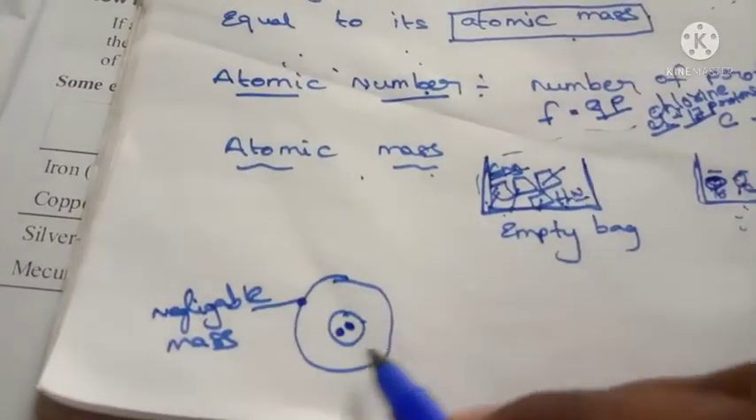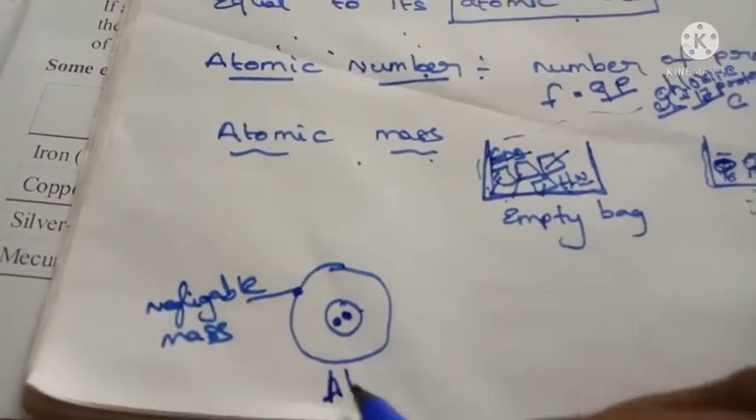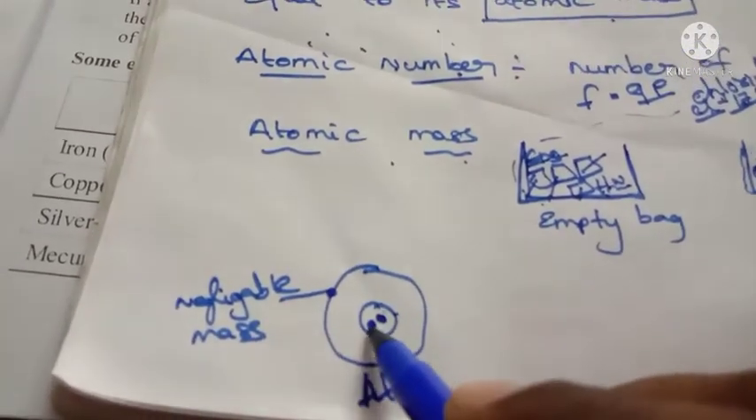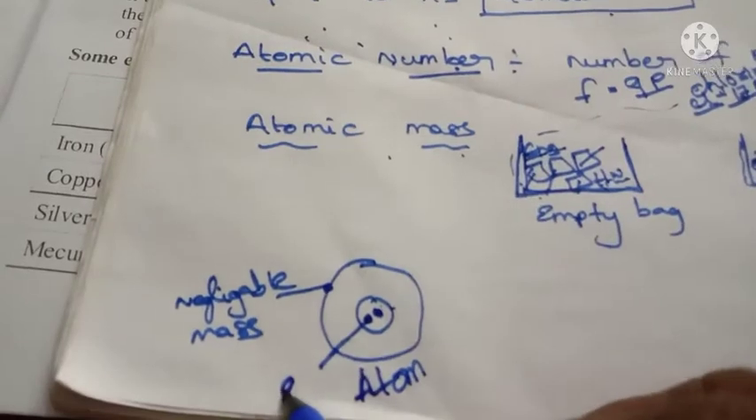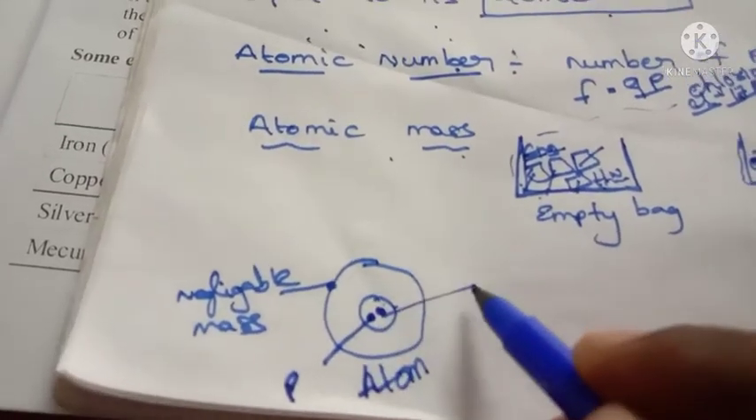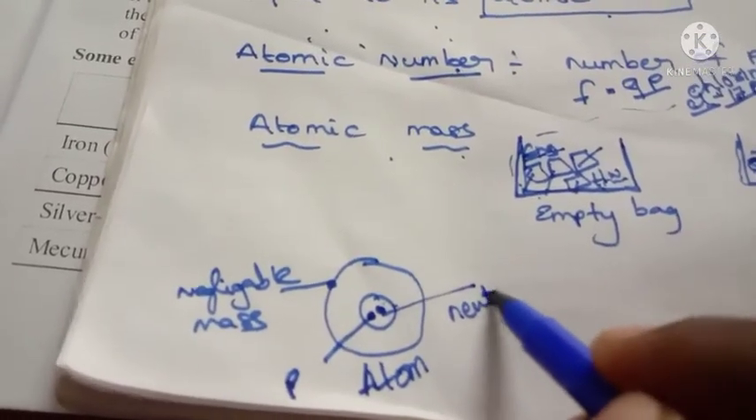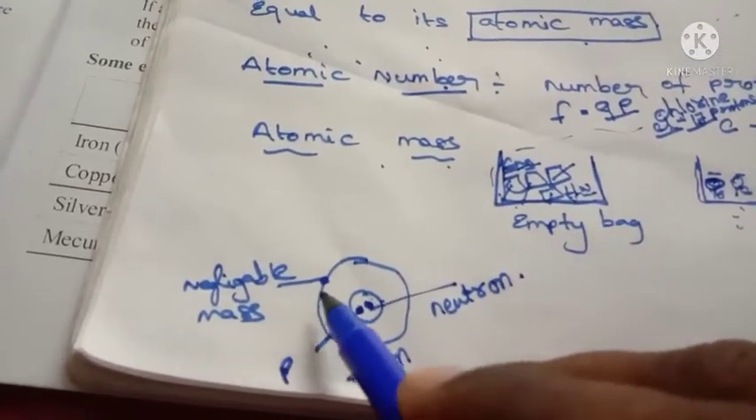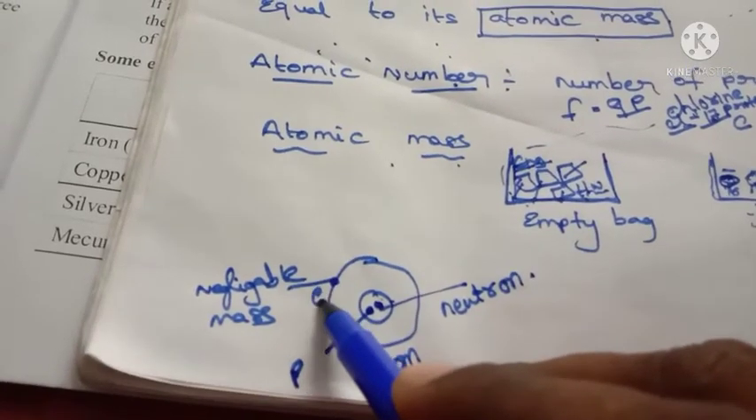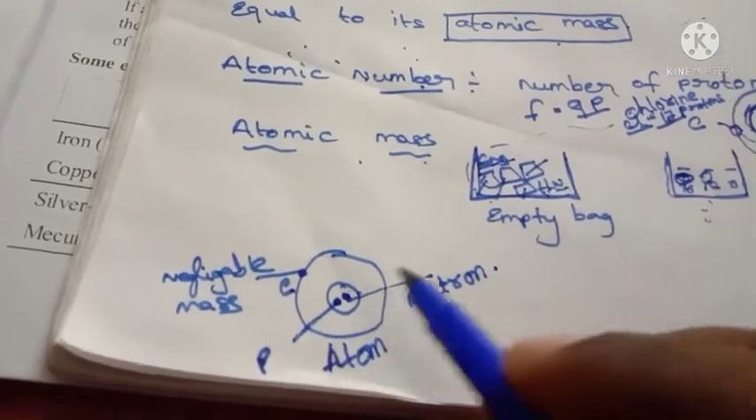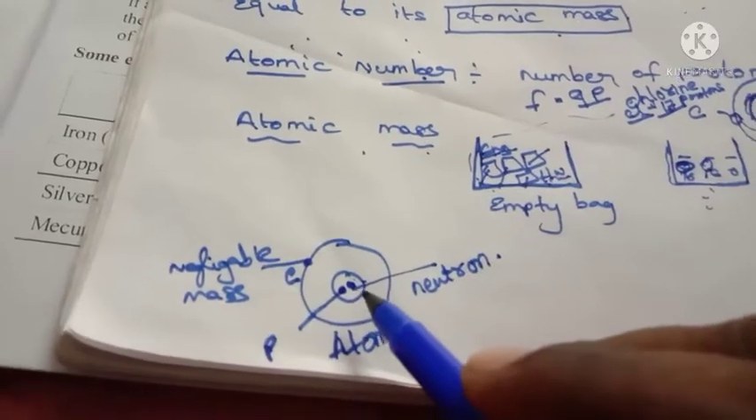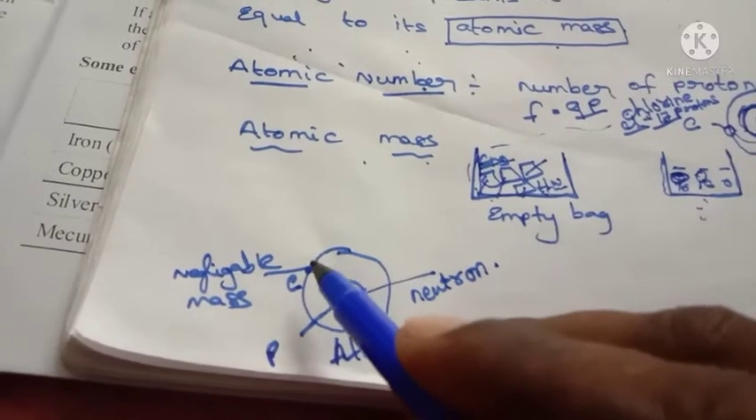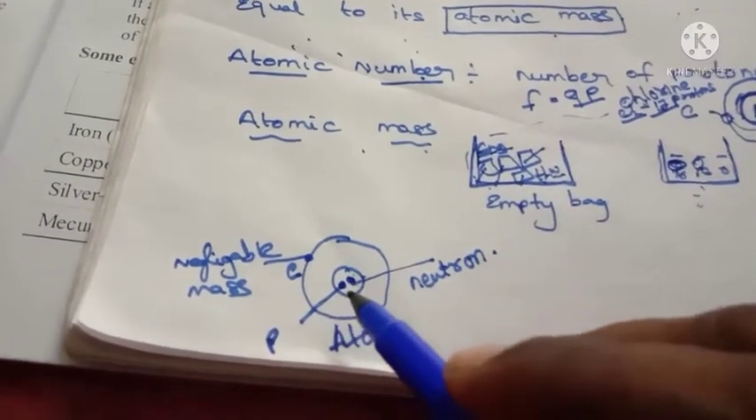here in the atom. In the atom you have the nucleus, this is proton P, this is neutron, and this one is electron E. In an atom you will have a nucleus, and around the nucleus you will have orbits. Okay, in those orbits electrons will be rotating.